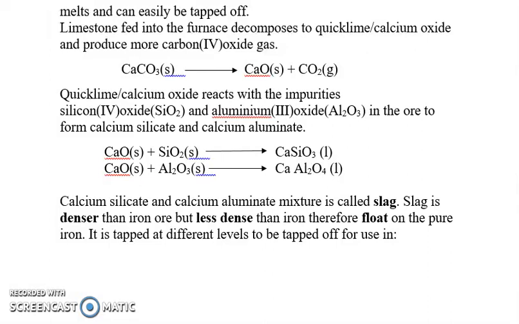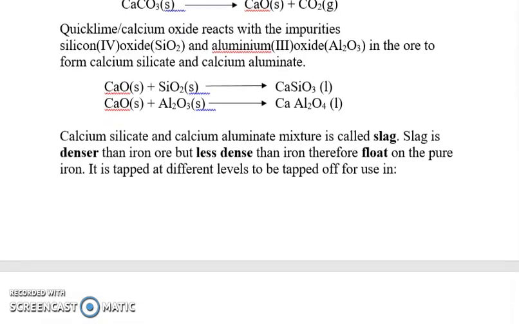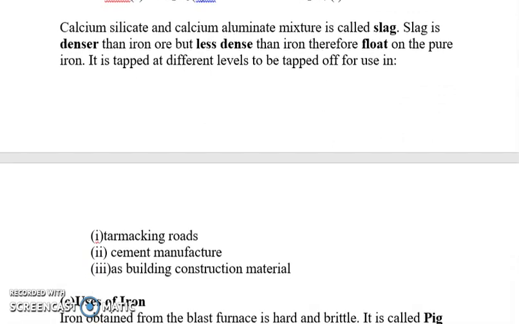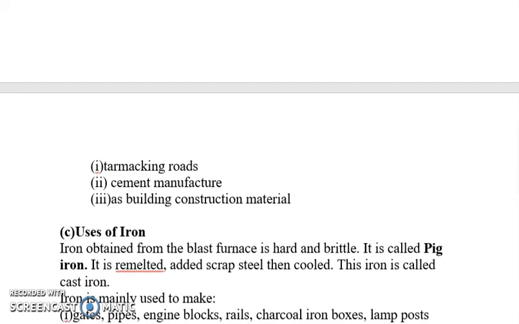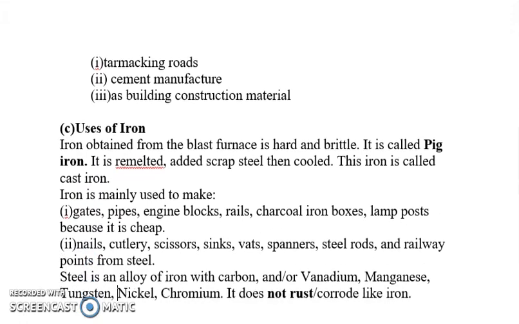Slag is denser than iron ore but less dense than iron. Therefore, it floats on the pure iron. It is tapped at different levels, just its tap is slightly above the tap of the iron. The slag formed is used in the tarmacking of roads, cement manufacture, and also as a construction material in the building industries.